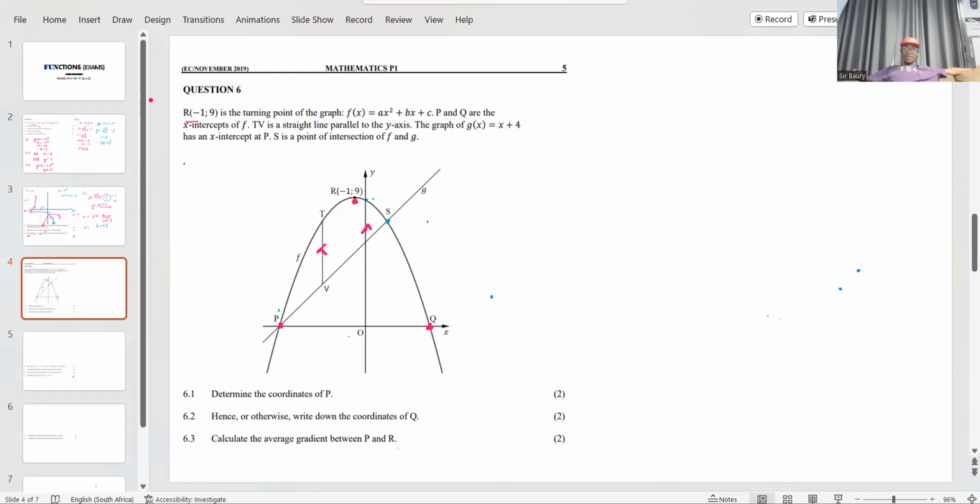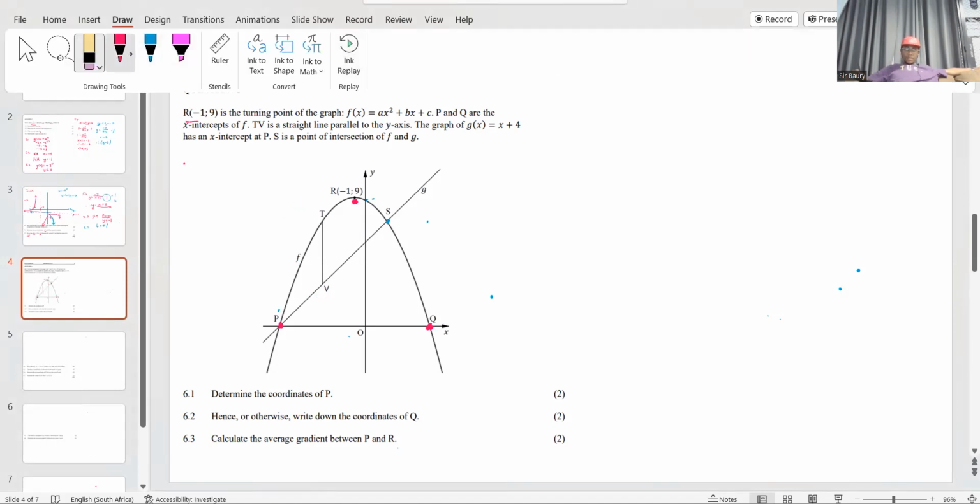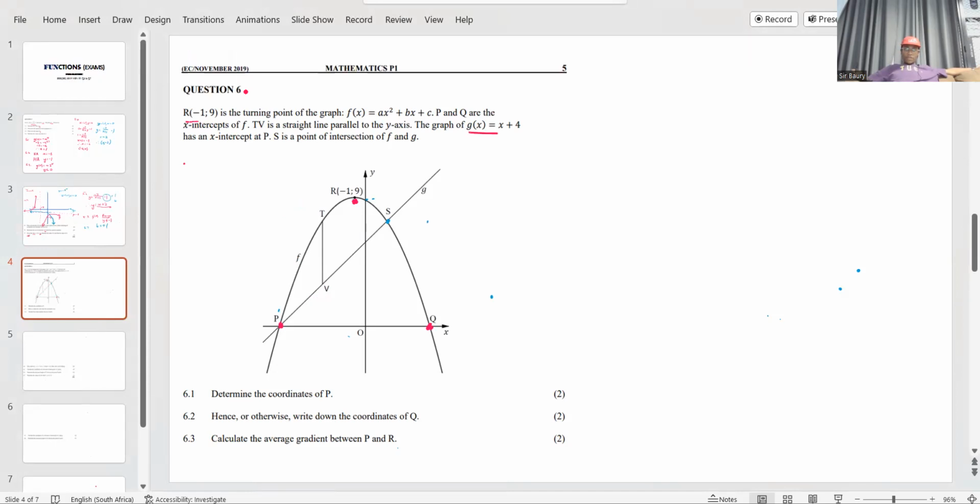If it's parallel to the y-axis, it means that the value of x here, at T, is going to be the same as the value of x at V. We're going to have the same x value. Then you have the graph of g, which is a straight line, with an x-intercept at P. So we have a point of intersection here. It's also the x-intercept. And then S is the point of intersection of f and g. There's the intersection.